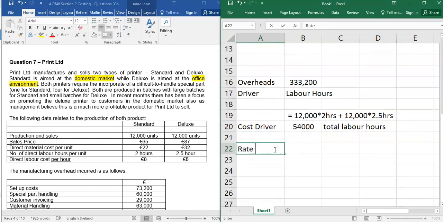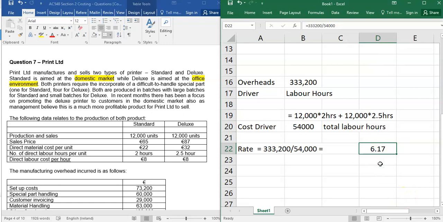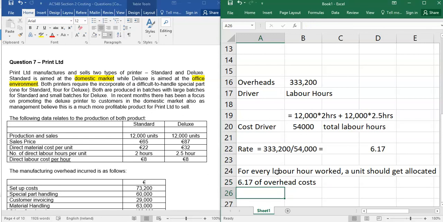To get our rate, or what we call our absorption rate, you take the level of overheads, the 333,200, and divide it by the total labour hours. That tells us, for every labour hour worked, how much overhead we are allocating. Hopefully you get somewhere around €6.17. We're not going to be too worried about rounding, but around 6.17 should be fine. So what that means is, for every labour hour worked, you're going to allocate 6.17 euros of overheads to cover the overheads. So we're assuming there that labour hours are related to overhead consumption.